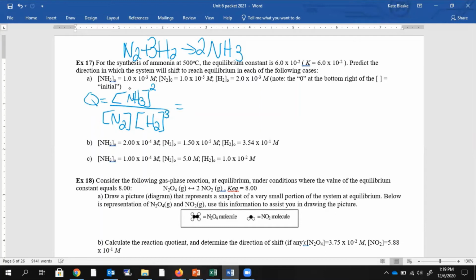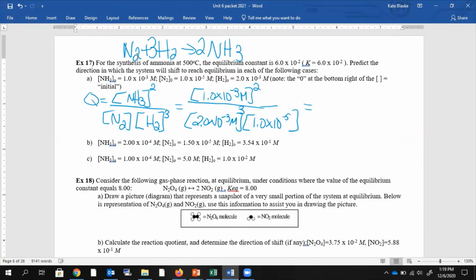So now I plug my concentration values that I have right now into this equation so that I can figure out what's going on. NH3 has a concentration of 1 times 10 to the negative 3 molar. That's going to be squared. Hydrogen is 2 times 10 to the negative 3 molar. That's going to be cubed. And then nitrogen is 1.0 times 10 to the negative 5. That one's going to be the first power because nitrogen is raised to the first power. All right, so we plug that into a calculator.